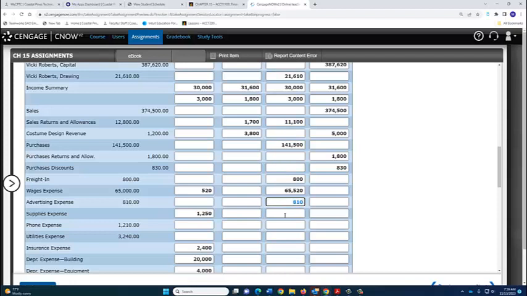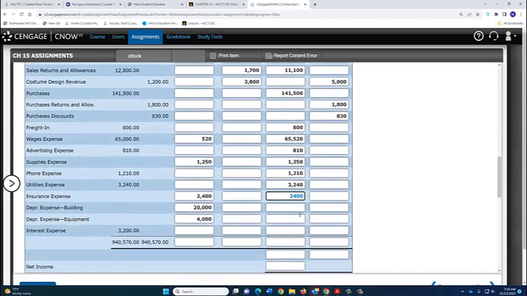Advertising expense is 810. Supplies expense is 1250. It had no balance, then we gave it a debit of 1250. Phone expense is 1210. Utilities is 3240. Insurance was given a debit of 2,400. Depreciation expense building was 20,000, and then depreciation expense equipment was 4,000, and interest expense was 3,200.